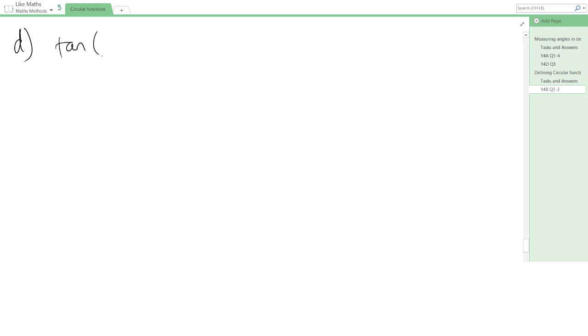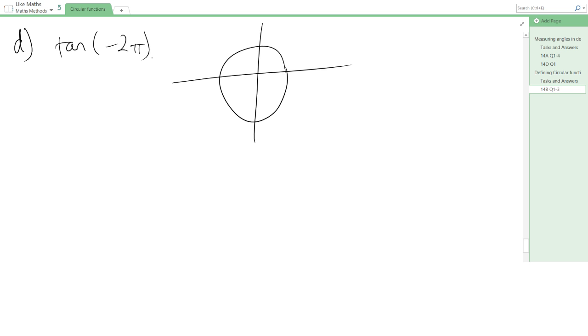is tan of -2 pi. So we know that on the unit circle, a rotation of 2 pi goes all the way around. And in this case, it's -2 pi, so going clockwise. So it's going to sweep out all the way around back to here. So here y is 0, x is 1. Y is given by sine of the angle, x by cos of the angle, and tan, sine over cos, which is 0 over 1, which is 0.